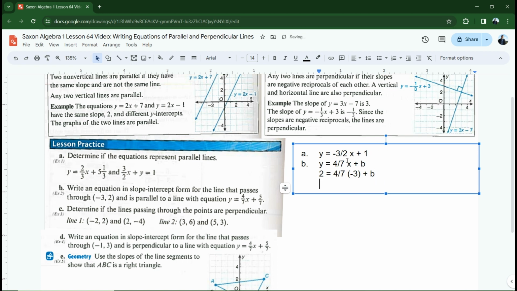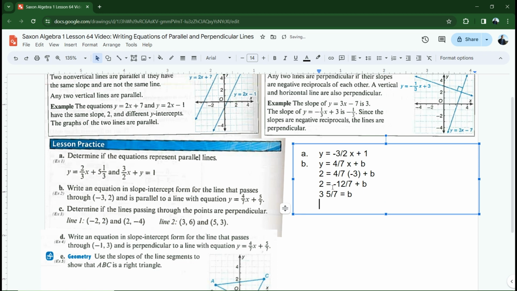All right, let's finish solving this one. So if I simplify this, 2 equals, I'm going to multiply 4/7 times -3. I just multiply the numerators, right? It's going to be -12/7 + b. -12/7 is -1 and 5/7. I'm going to add 1 and 5/7 to both sides of this. That gives me 3 and 5/7 equals b.